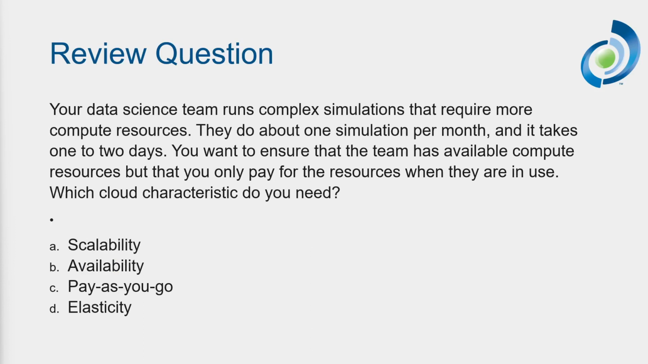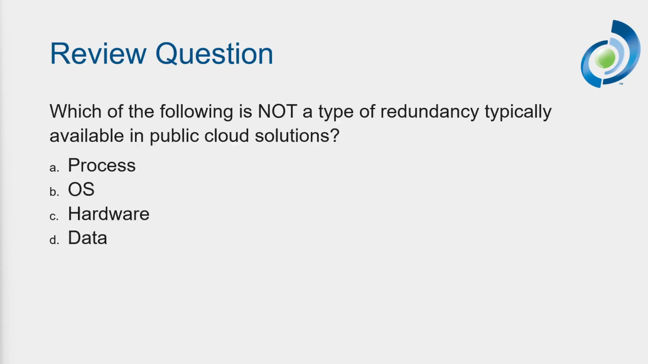Your data science team runs complex simulations that require more compute resources. They do about one simulation per month, and it takes 1 or 2 days. You want to ensure that the team has available compute resources, but that you only pay for the resources when they are in use. What cloud characteristic do you need? This, of course, is pay as you go.